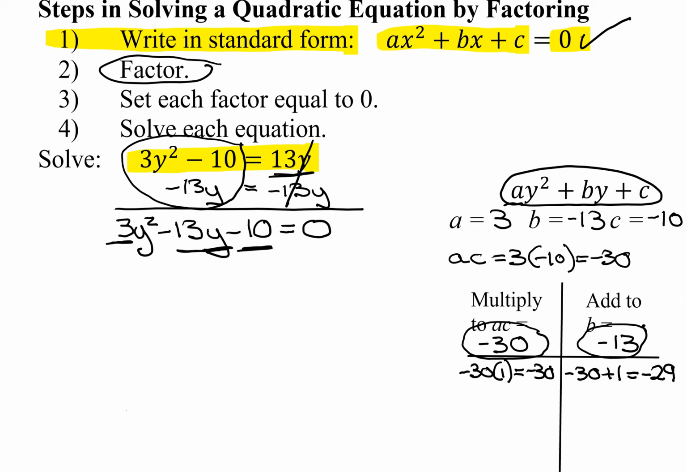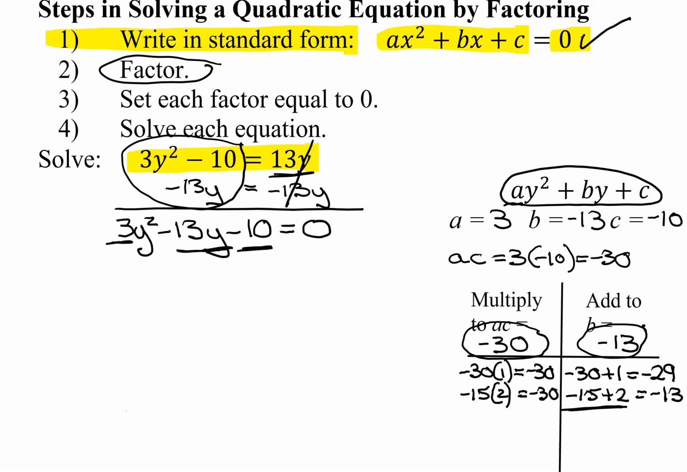Definitely didn't work. So does 2 divide into 30? Yes. So I have negative 15 times 2, which is negative 30. Negative 15 plus 2 is negative 13. Is that what I'm looking for? Yes. So these are the 2 numbers that I need.